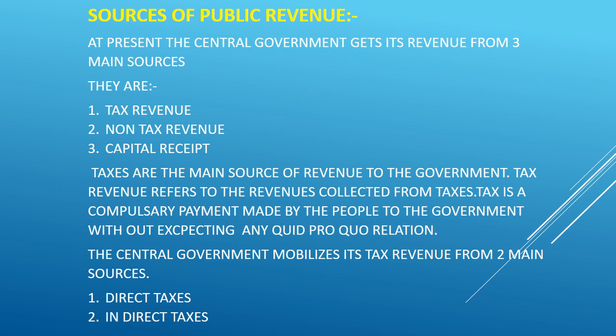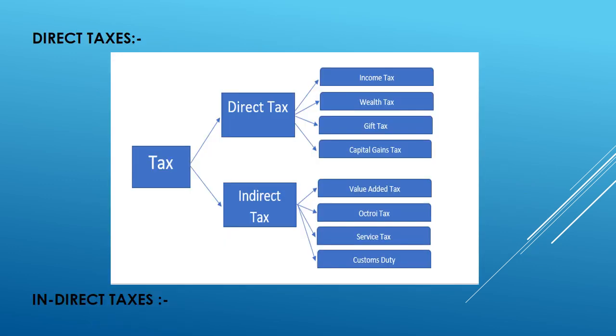Tax revenue refers to the revenues collected from taxes. Tax is a compulsory payment made by the people to the government without expecting any quid pro quo. The central government mobilizes its tax revenue from two main sources. They are direct taxes and indirect taxes.